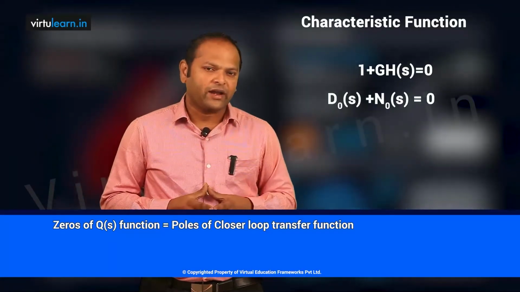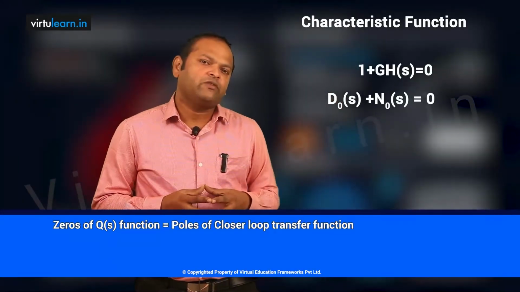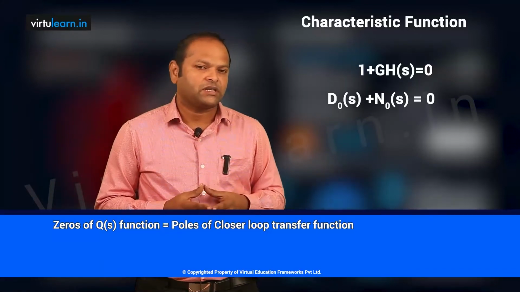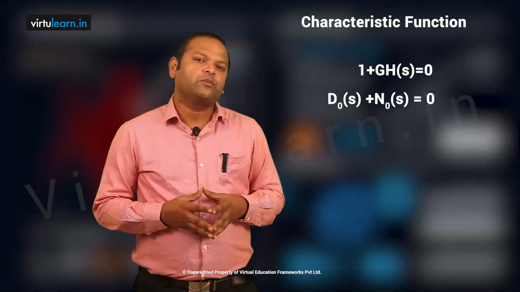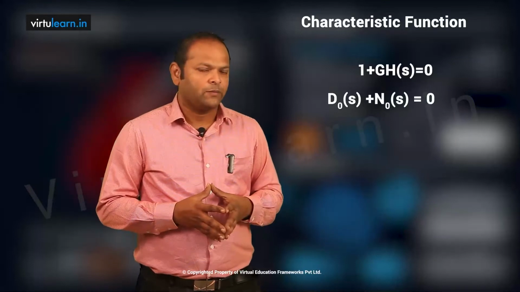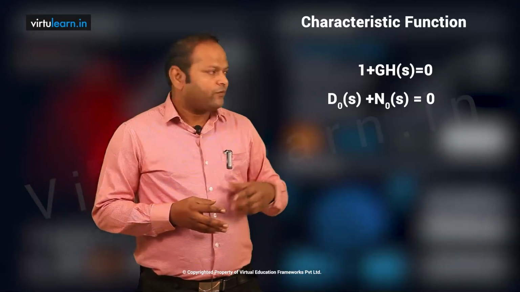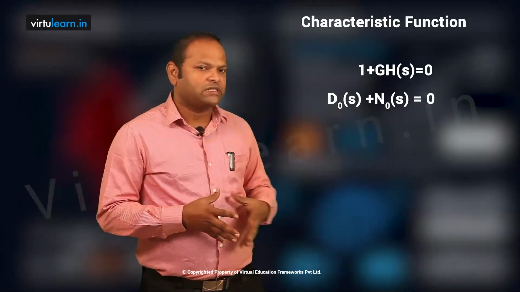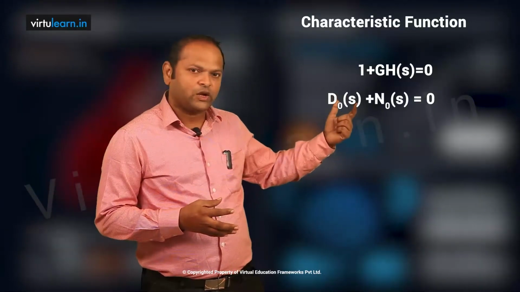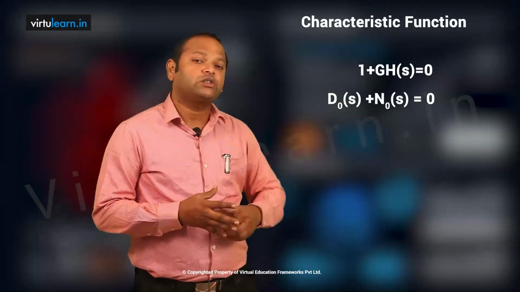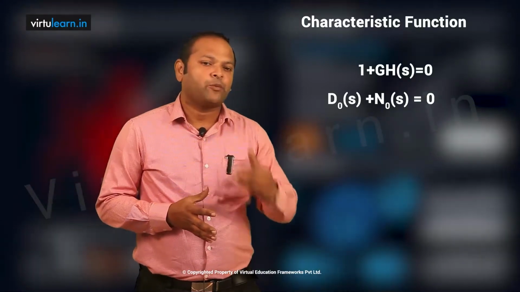What we are finally interested in is the location of the closed loop poles, because if any pole lies in the right half of the S-plane, the system is unstable. If the poles are imaginary and non-repeated, the system is marginally stable. If all the poles lie in the left half of the S-plane, the system is stable. So finally we want to know how many poles lie in the right half of the S-plane. If no poles lie there, the system is stable. For that I need the roots of the characteristic equation, or the zeros of the Q of s function. So the zeros of Q of s are very important to me.